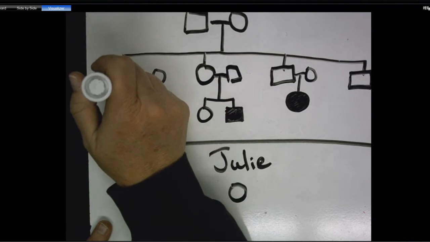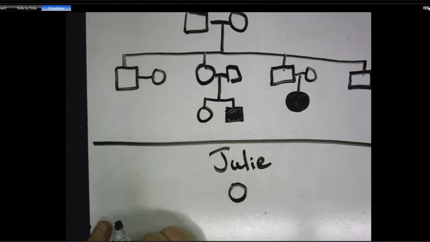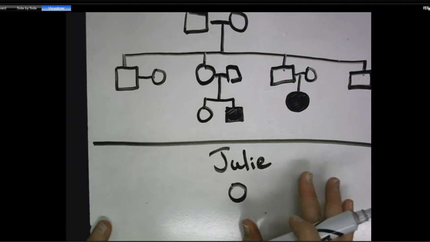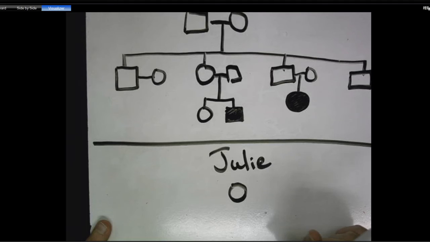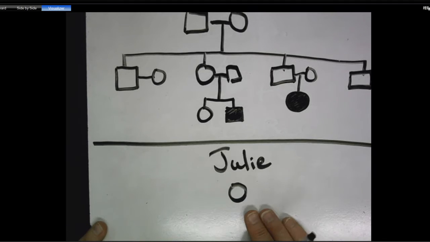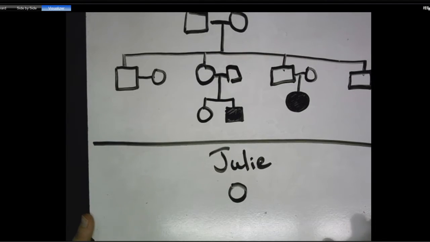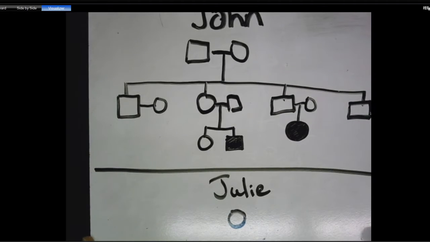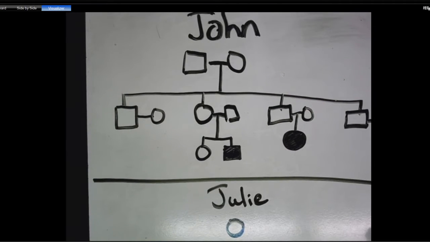We could have added her here and then added her parents above them if she had any, but we don't know any information. So Julie is just on her own. So that's how we've made her pedigree and then we've added it to the top. And you can do that, make 2 different pedigrees and add them as well.